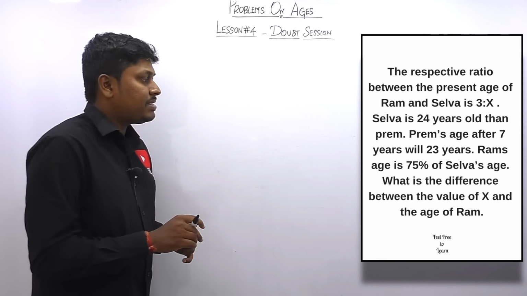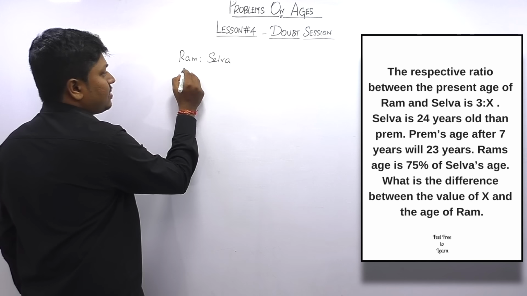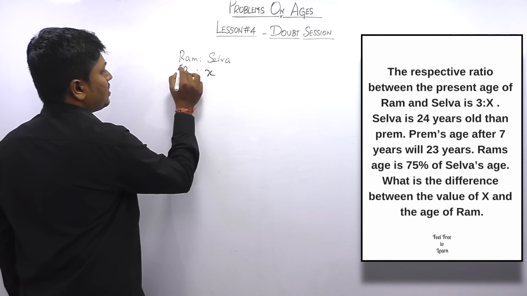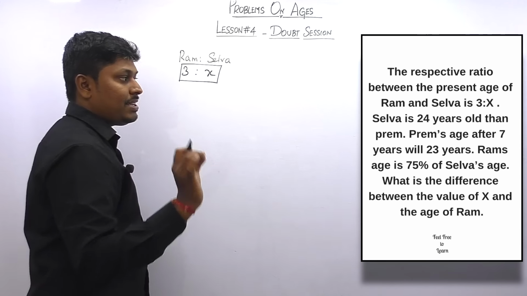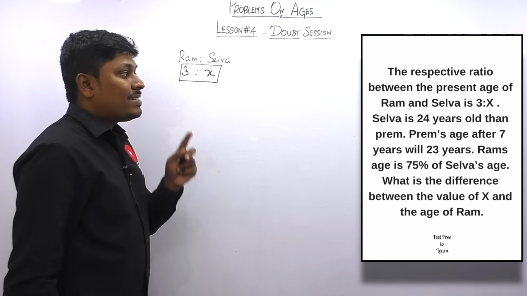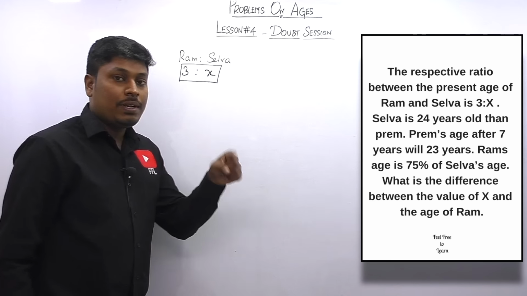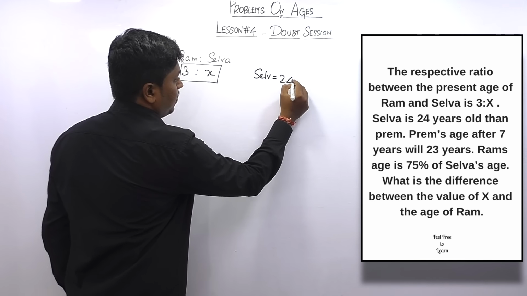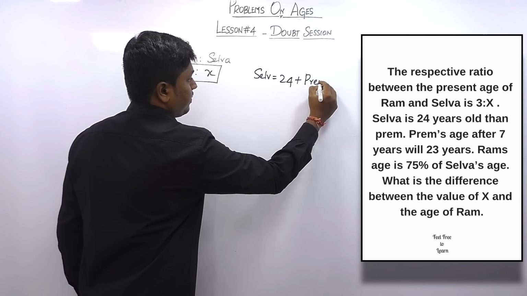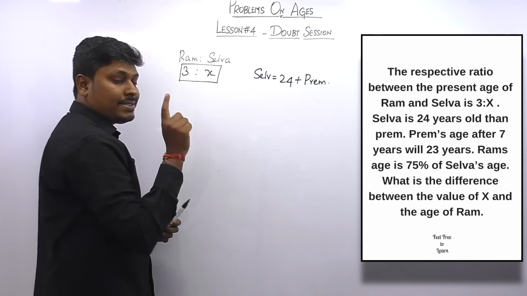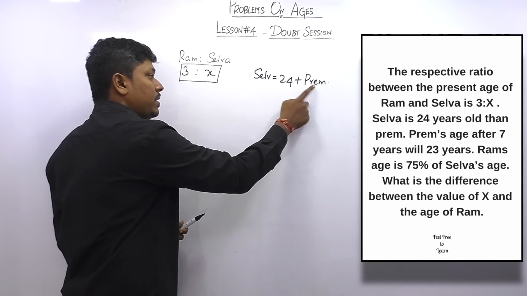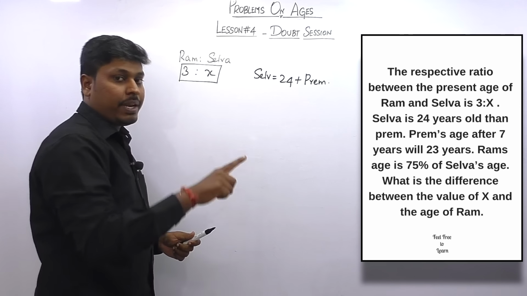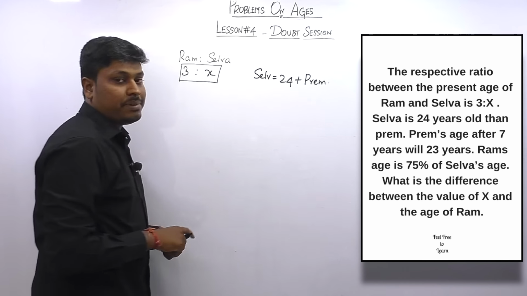Interesting question. Initially, what they are saying is the age of Ram and Selva, right? Ram and Selva's age is given, that is 3:X, but we don't know the ratio for the person Selva. In the second point, Selva is 24 years older than Prem, so we can say Selva's age is 24 years plus Prem. Friends, got the point? Prem's age plus 24 years will be the age of the person Selva.